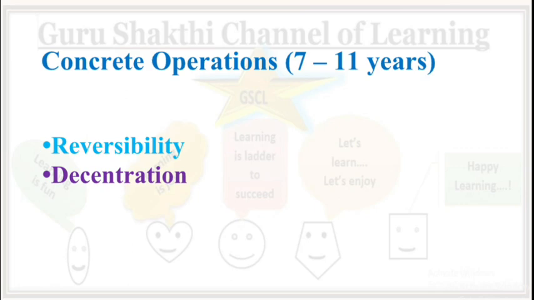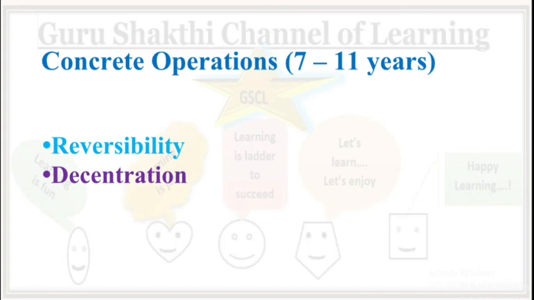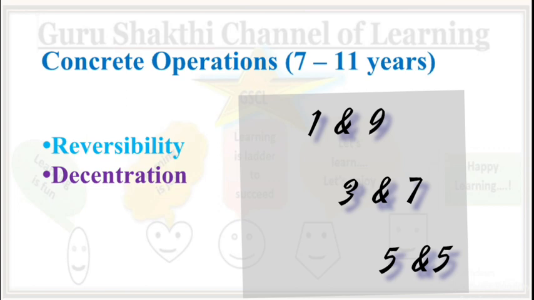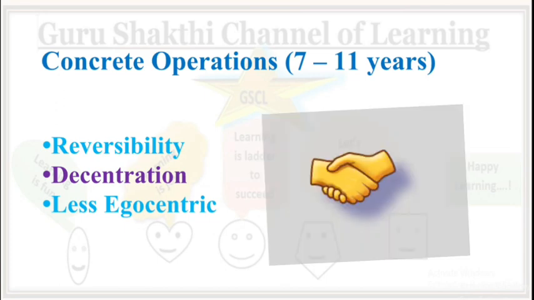Example, if blank plus blank is equal to 10, the blanks could be occupied by 1 and 9, or 3 and 7, or 5 and 5, etc. They become less egocentric. That is, they are able to think from others' point of view at this stage.